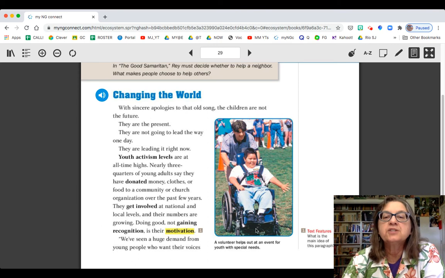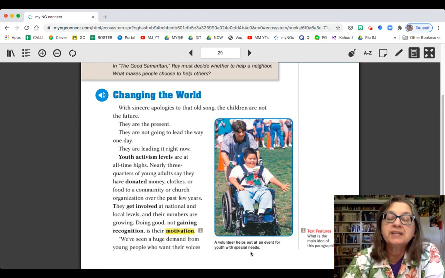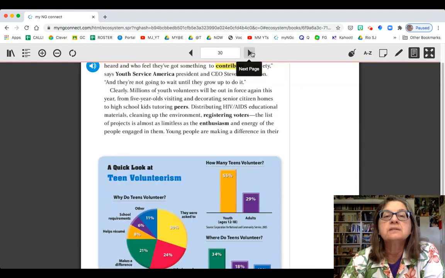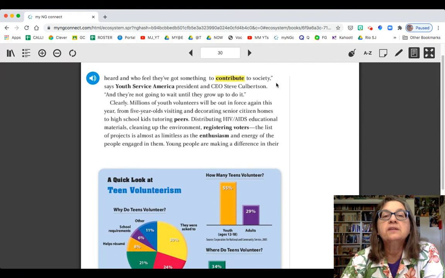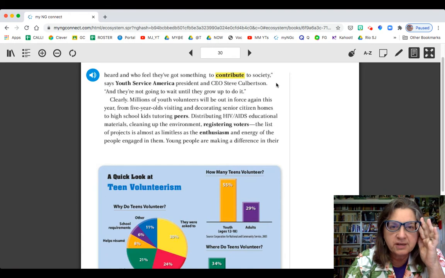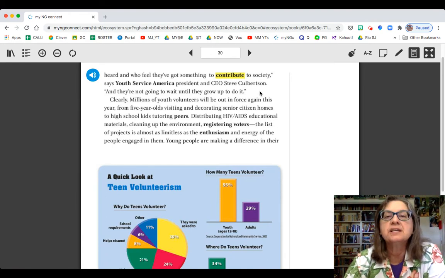So let's take a look at this picture and the caption. A volunteer helps out at an event for youth with special needs. So special needs, we've got a wheelchair here. So physical disabilities, way to help out. "We've seen a huge demand from young people who want their voices to be heard and who feel they've got something to contribute to society," says Youth Service America President and CEO Steve Culbertson. "And they're not going to wait until they grow up to do it." Clearly.